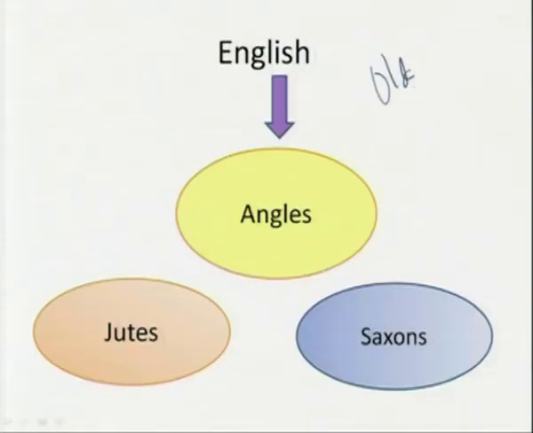Okay? So, when you look at the history of the English language, we need to divide the history of English into three or four very major periods of the language. And the first period is known as Old English, which is the language that came about after, and you can say because of, the conquest of England by marauding tribes.